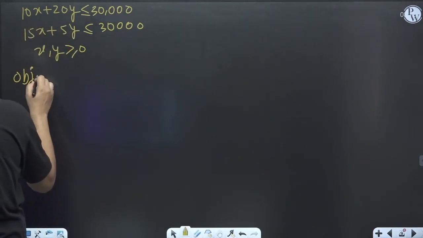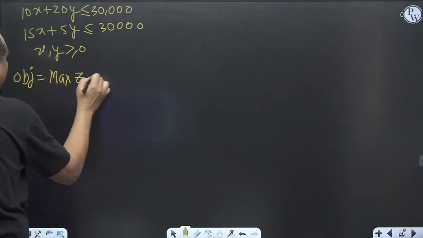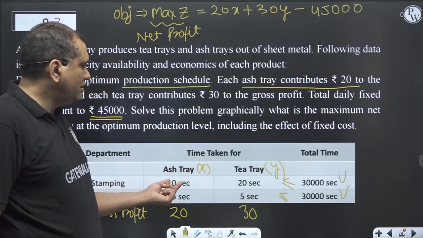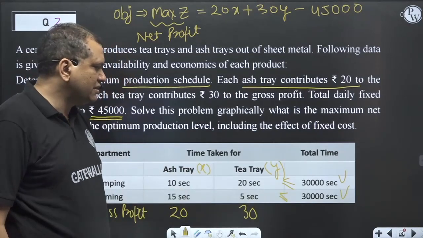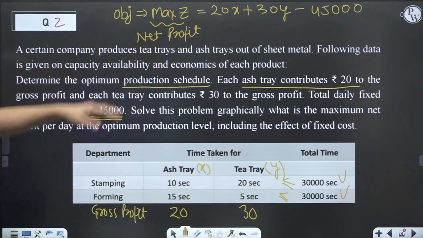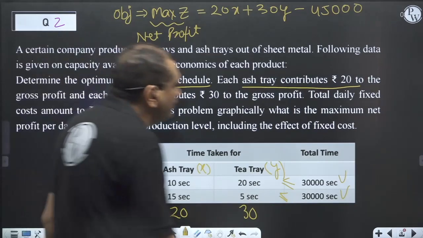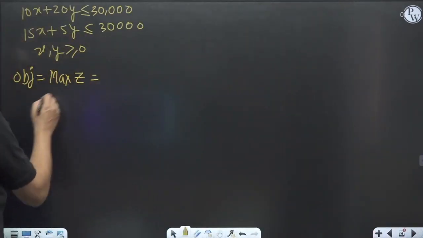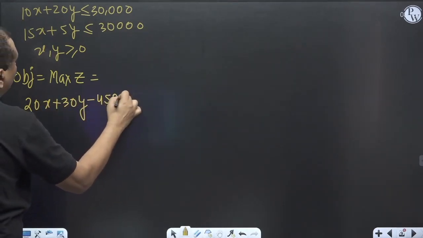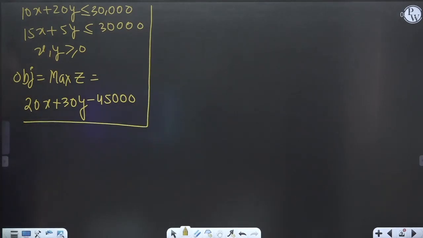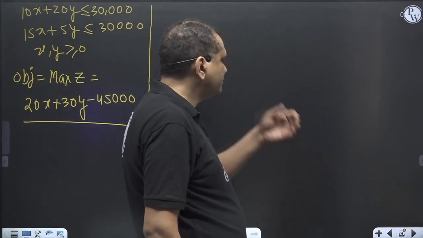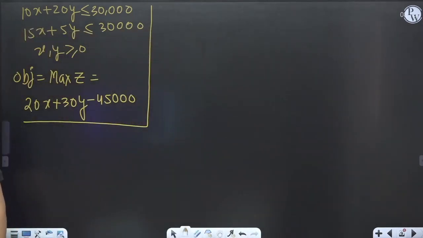And the objective function is maximum Z is equal to, see, the constraints are here: 10x plus 20y less than or equal to 30,000, 15x plus 5y less than or equal to 30,000. The net profit objective function is 20x plus 30y minus 45,000. So this is my problem, okay?